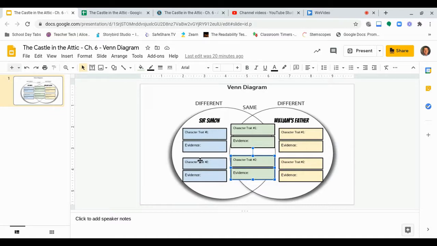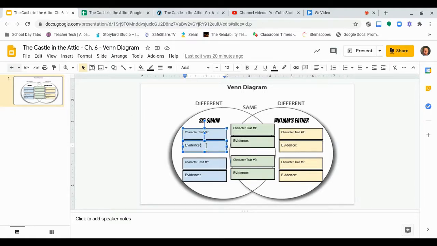So total, you should have 1, 2, 3, 4, 5, 6 character traits with 6 pieces of evidence. So that's 1 piece of evidence for each character trait. 2 separate for Sir Simon, 2 separate for William's father, and then 2 character traits that you would say they both have in common or the same. And then you'll submit this assignment when you are done.